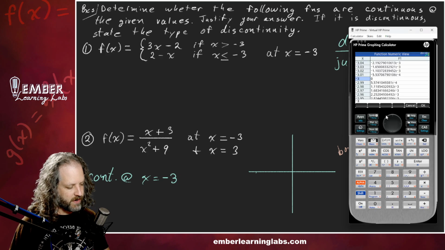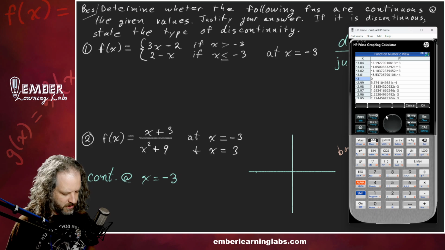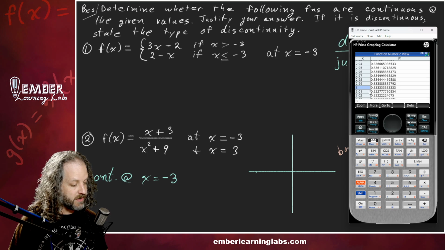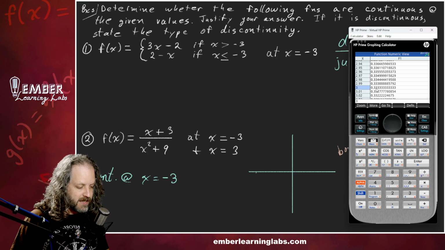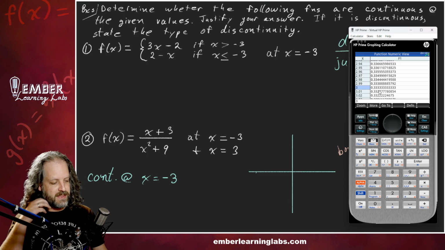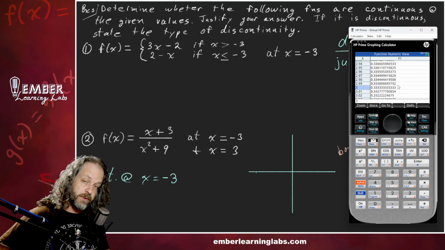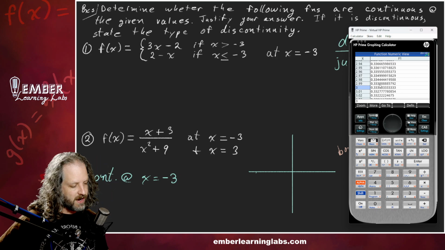What about +3? Let's take a look. Let's go to that place on our table. At +3, it does exist. It exists at 0.333 repeating, so a third, right?